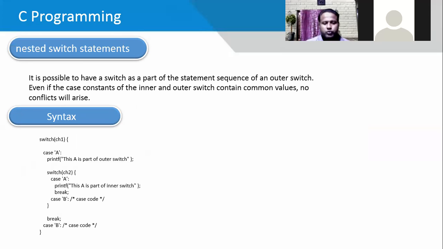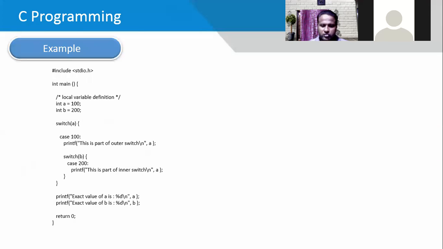Then nested switch statement, it is possible to have a switch as a part of the statement sequence of an outer switch, even if the case constants of the inner and outer switch contain common values. Okay, so here in a case we have to use another switch statement. Nested switch means a case statement also contains a switch statement.